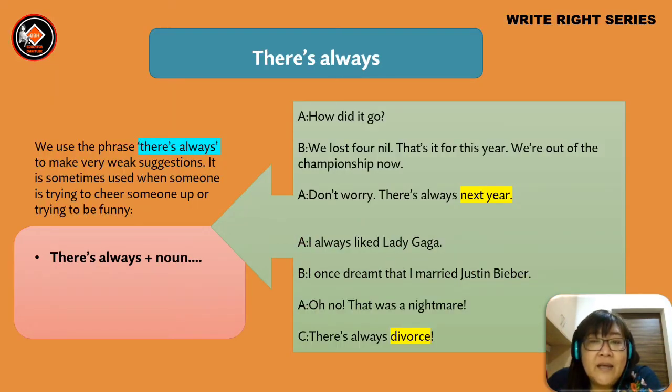Now let's look at there's always. We use the phrase there's always to make very weak suggestions. It is sometimes used when someone is trying to cheer someone up or trying to be funny. So the structure: there's always plus noun. So let's look at the conversation here. How did it go? We lost 4-0. That's it for this year. We are out of the championship now. Don't worry, there's always next year.